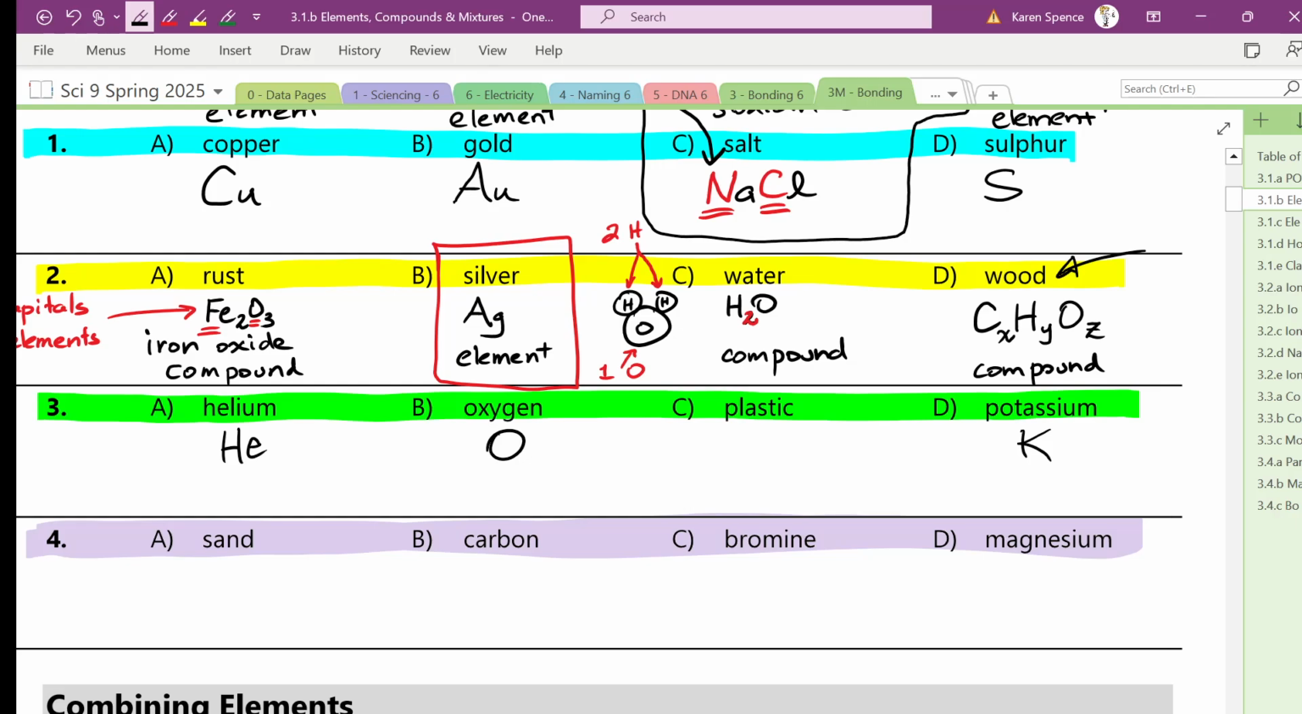So the formula of plastic is also a certain number of carbons, a certain number of hydrogens, and a certain number of oxygens. And we don't know how many. We know it's going to be different than wood because it's something different than wood, right? But we don't know what it is. What we do know is that it is our odd one out because it is a, what do we call it when there's more than one element stuck together? That is a compound.